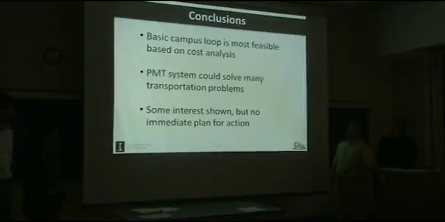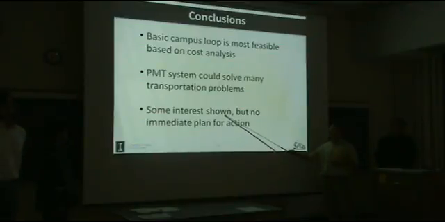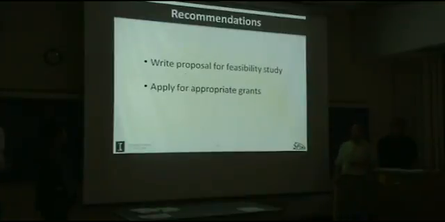In conclusion, we decided the basic campus loop is the most feasible based on cost analysis. The PMT system here on campus, if implemented, could solve many transportation problems, current and future. There has been some interest shown, specifically from Urbana, but no immediate plan for action. And our recommendations, what we'll be doing in the next few weeks: we will complete the proposal for a feasibility study on campus, and we will apply for appropriate grants.